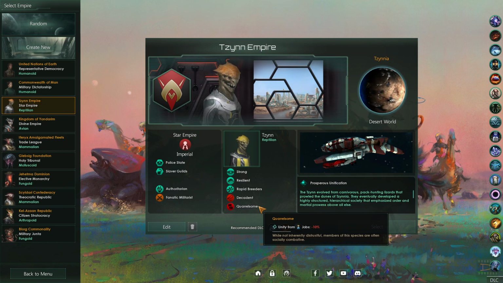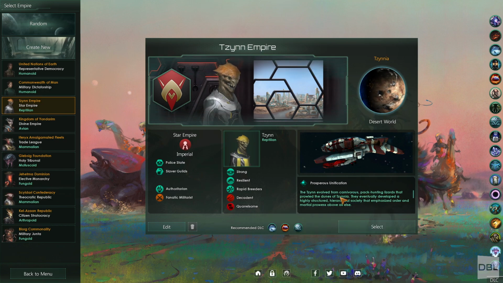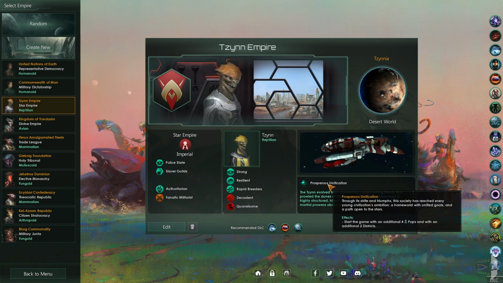While inherently distrustful, members of the species are often socially combative. Combative. I think I added a syllable in there. Combative. Okay. The Zin evolved from carnivorous, prosperous unification.